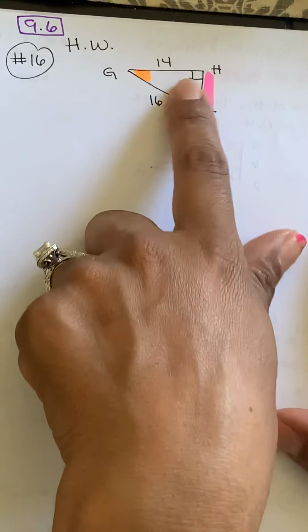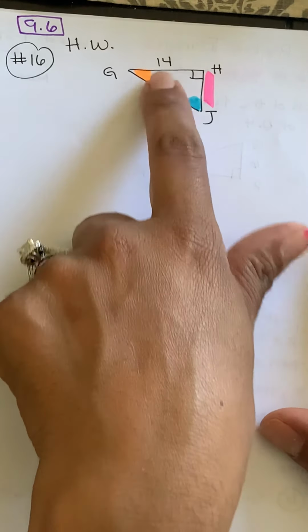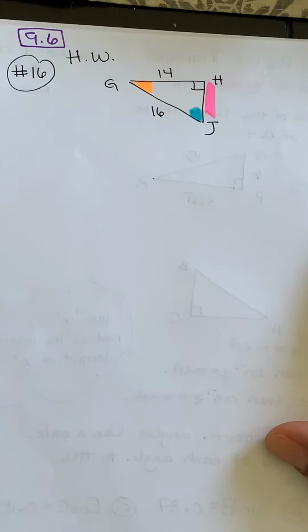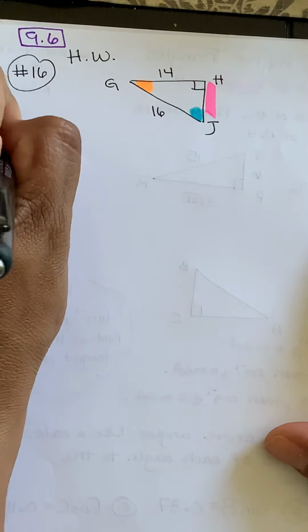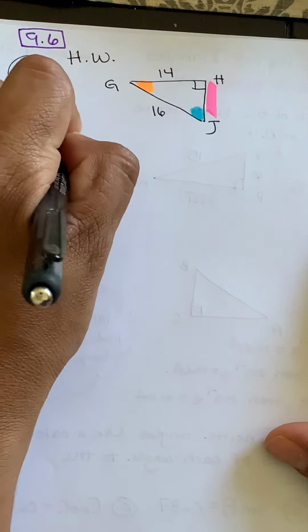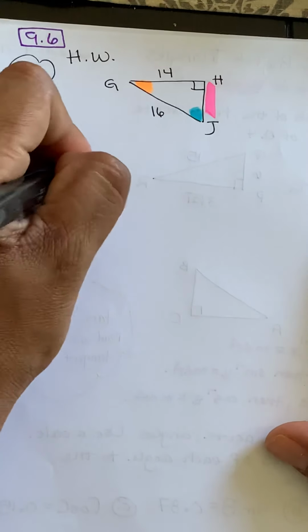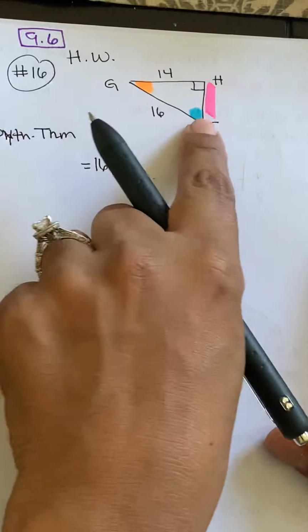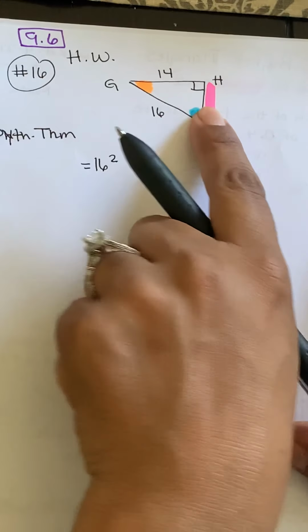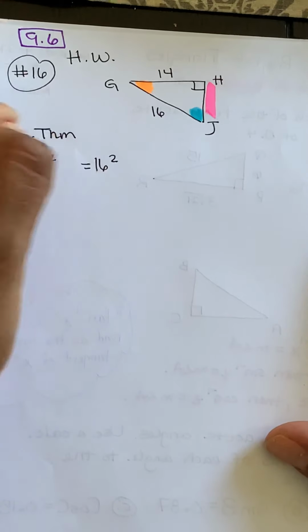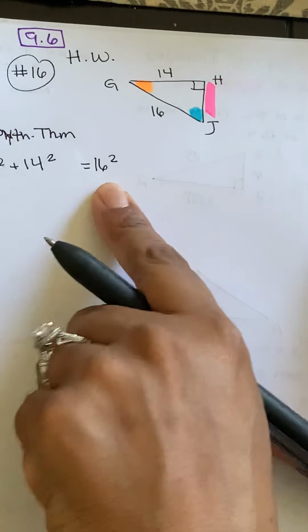Now, it is a right triangle. I am given 16 and 14. I'm just missing one side length. So you can use Pythagorean theorem. And Pythagorean theorem says leg squared plus leg squared equals height squared. And I know my height is 16, so I know it's going to equal 16 squared. And if you want, you can call this little g or whatever you want. So g squared plus 14 squared equals 16 squared.